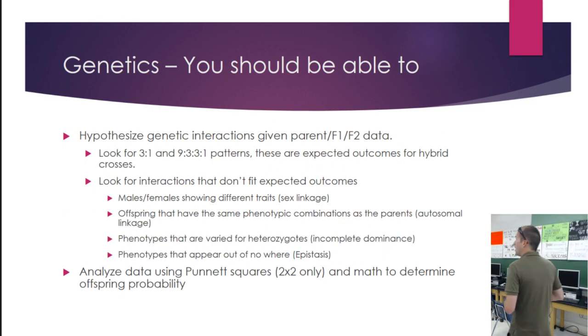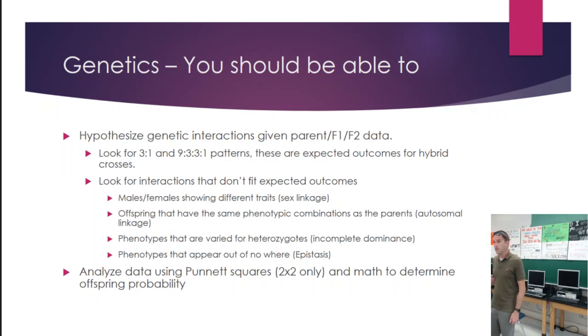All right. For genetics, you should be able to look at a cross between 2 individuals and the offspring produced in the F1 and F2 generation, and hypothesize what types of interactions are going on, right? The first thing you're going to do is look for things that you know about. If you're looking at a monohybrid cross, you should expect the offspring to be 75% dominant, 25% recessive. If you're looking at a dihybrid cross, you should look for the 9-3-3-1 pattern. Those are expected results.